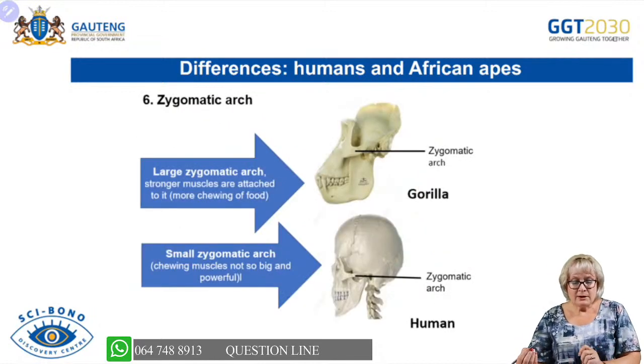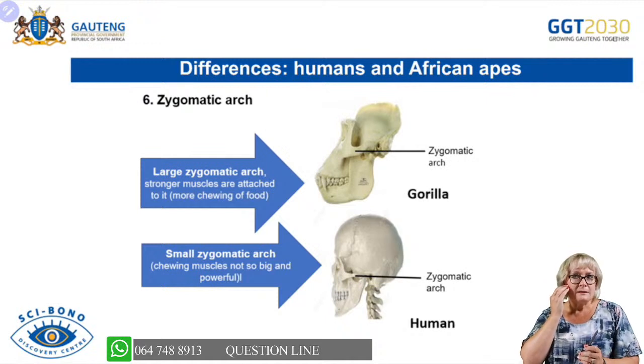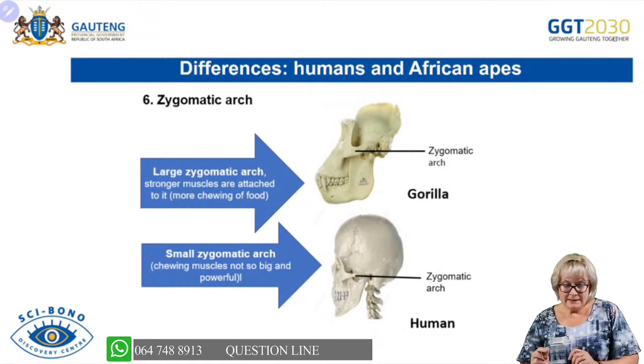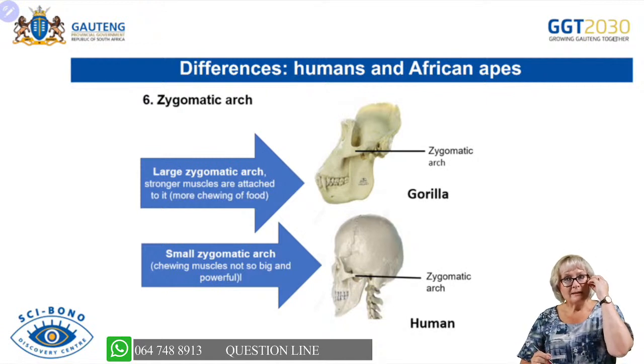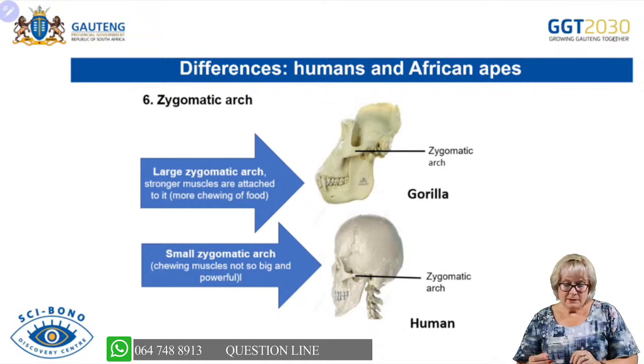And then also zygomatic arcs or arches, that's basically here in the skull. In humans, we don't have that anymore because, once again, that is also where muscles are attached that help to move the jaws. So we don't have that.